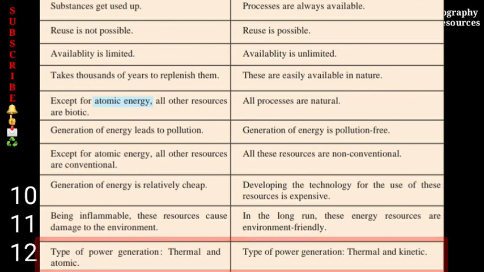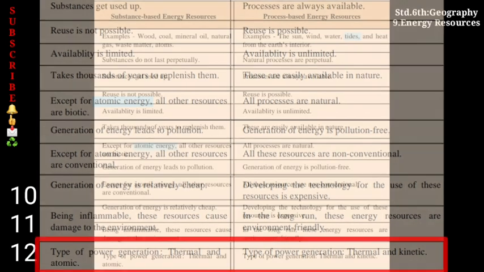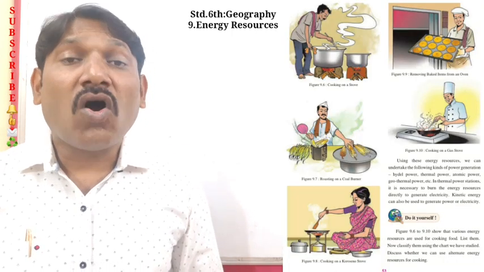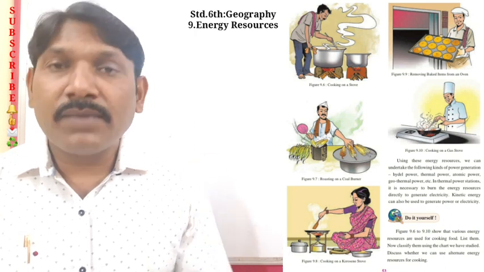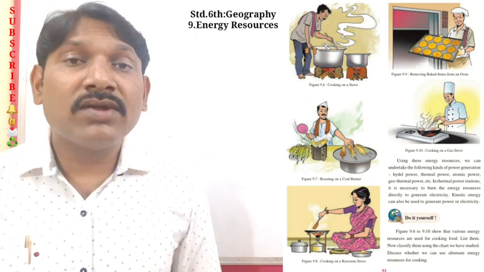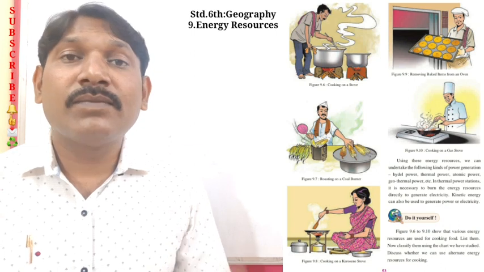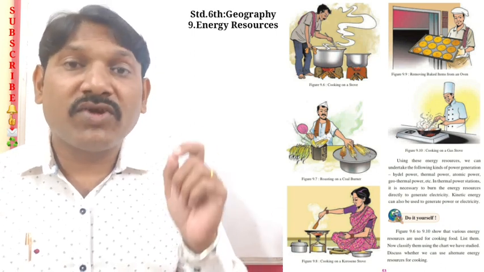Okay, students, have you understood? So students, here we have studied the comparison between substance based energy resources and process based energy resources. Now students, let's study the next one. Okay, if you have the textbook, again open page number 53. Student, observe the various figures: figure number 9.6, figure number 9.7, figure number 9.8, figure number 9.9.